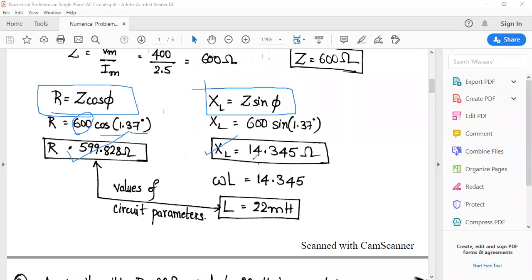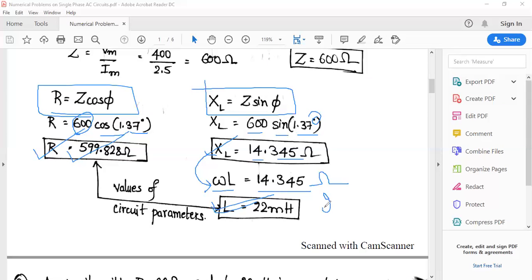Then you have XL to be 14.345. So 600 times sine of 1.37 degrees. So R and L are said to be the parameters of the circuit. So from XL you can calculate omega L. XL is called the inductive reactance, and it is given by omega into L. It is expressed in ohms. So 14.345 ohms, and omega you can calculate as 628 radians per second. L is given as 22 millihenry. Okay, so that is how you can calculate the resistance and inductance.